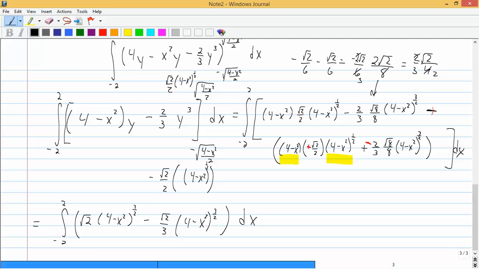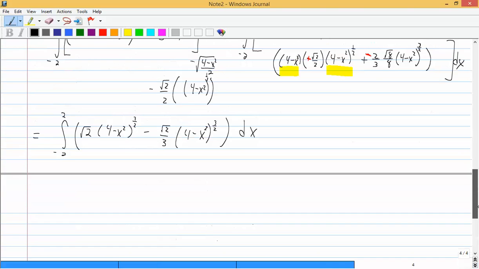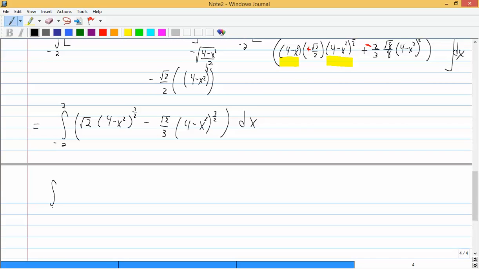So, to simplify this a little bit further, since they both have that same term in common, we can do a little more algebra, and we can factor this term out. So it'll be 4 minus x squared to the 3 halves times, what would that leave us with? Square root of 2 minus square root of 2 over 3, dx. So put this both in terms of thirds. That would be 3 square root of 2 over 3 minus 1 square root of 2 over 3, or 2 square root of 2 over 3.